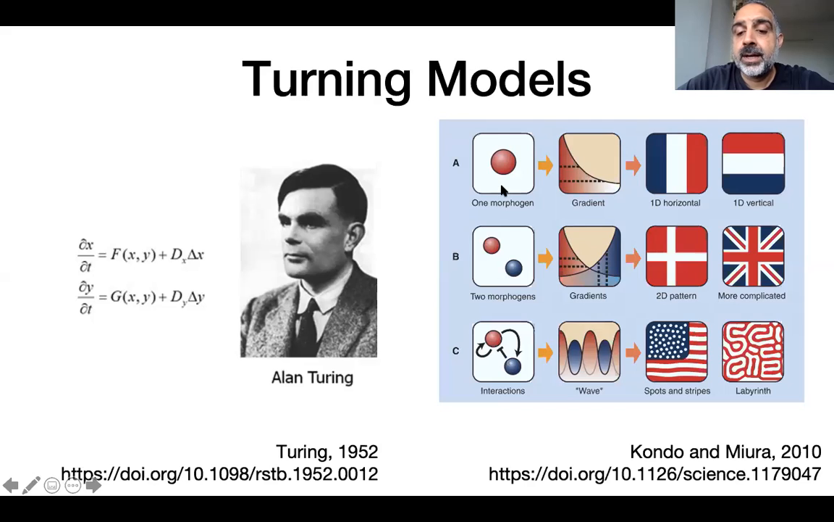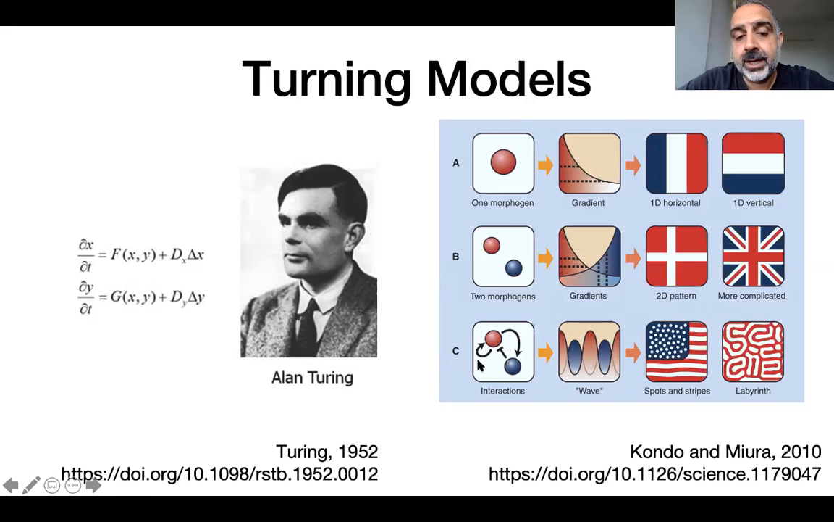Okay, and here this beautiful review from Shigeru Kondo talks about these different abilities. If you have one morphogen, just the simple morphogen that we're talking about in the French flag model, you can get one-dimensional patterning, either horizontal or vertical. If you now have two morphogens laid on top of each other, you can start getting slightly more complicated patterns, but not very complicated.